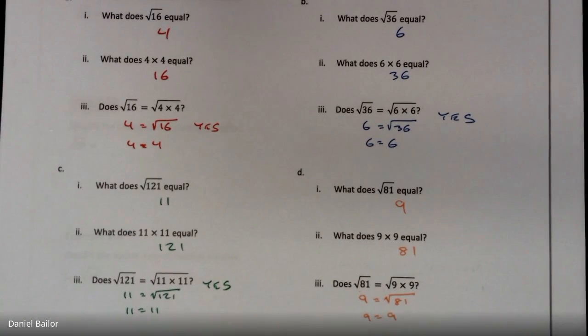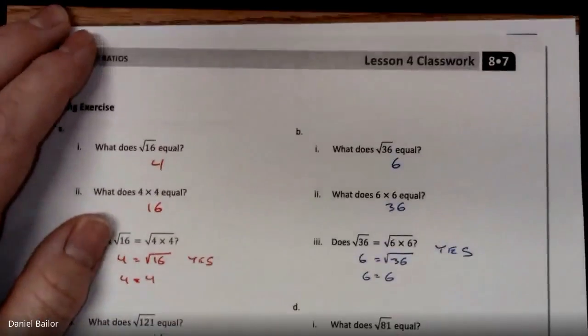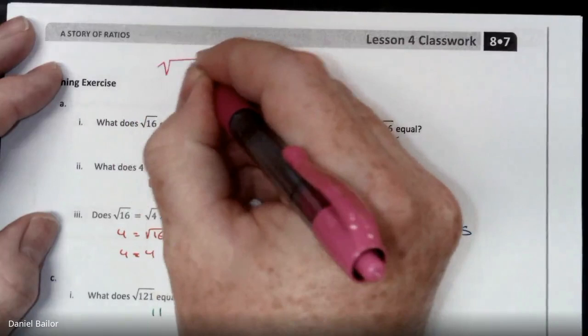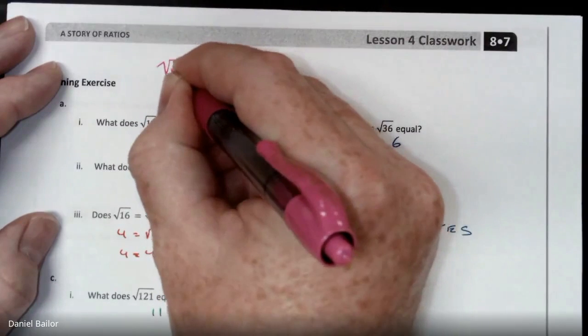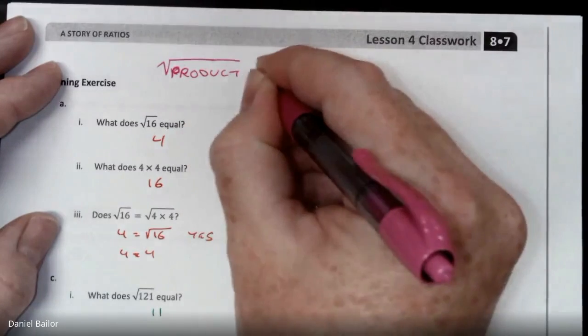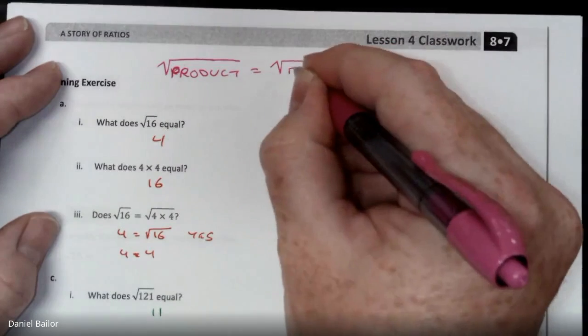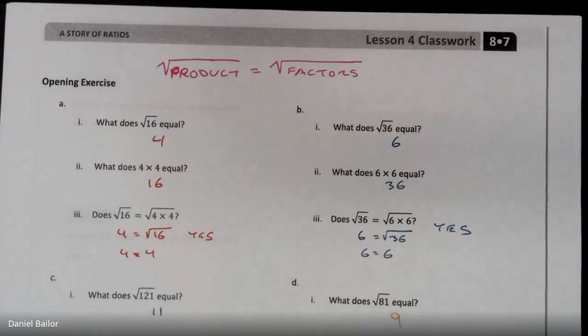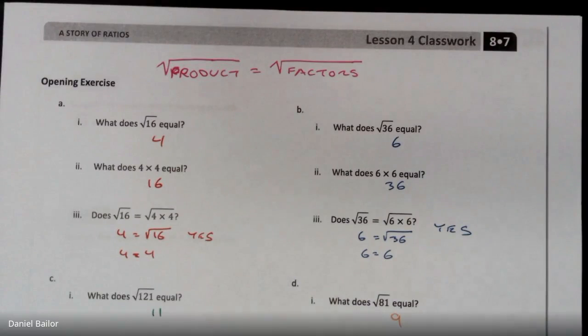So the square root of a product equals the square root of the factors. So let's write that down at the top of the page. I'm going to write it down. So the square root of a product equals the square root of the factors. So you are allowed to change the product into factors to solve.